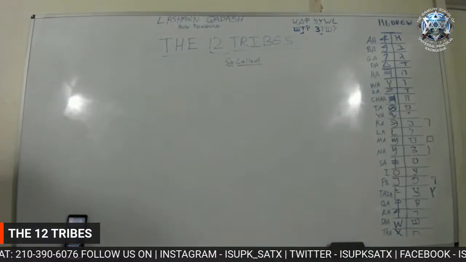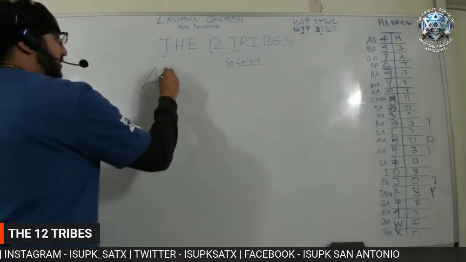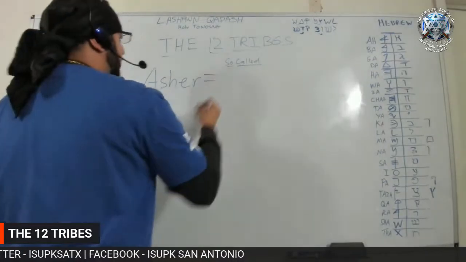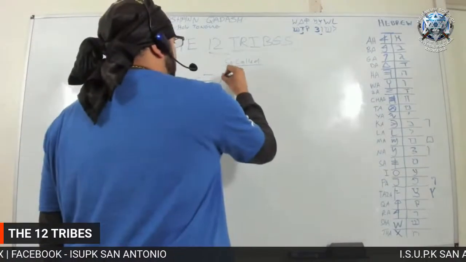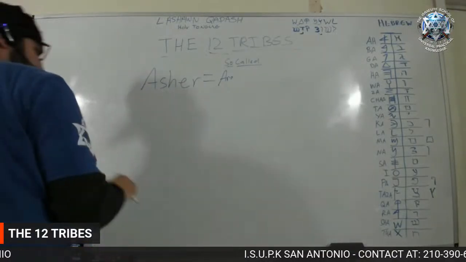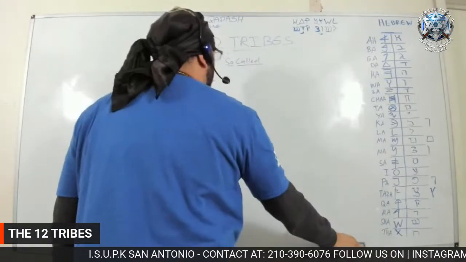Getting closer here, we got a couple more. Asher, the tribe of Asher, so-called Argentinians. Oh, wait, no, that's not. Asher is Colombia to Uruguay. Slovakia. I'm thinking Naphtali.